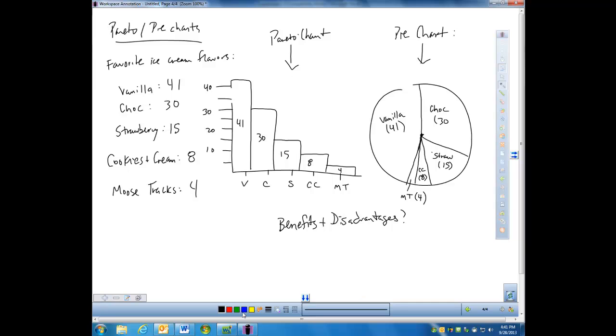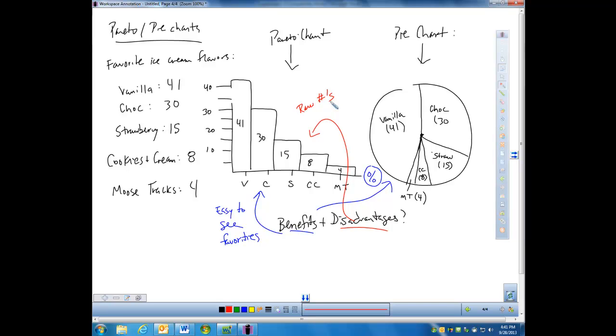Alright, if you've had a chance to think about it, these are some things that came to my mind right away. A benefit for a Pareto chart: very easy to see which ones are most popular. I mean, they're right there on the left-hand side. A benefit of a pie chart is the percentages. It's very easy to see what percentage of the whole population likes vanilla. A disadvantage for the Pareto chart, those are just raw numbers. So if those numbers are really, really big, that might not be a great way to go about doing that.